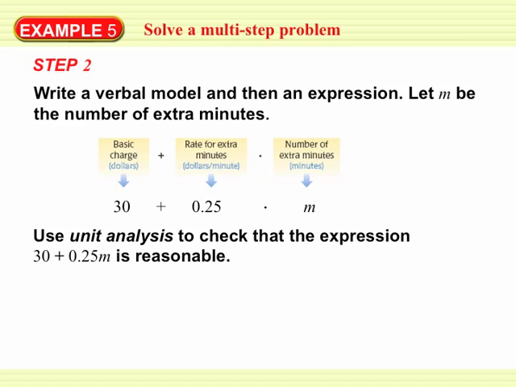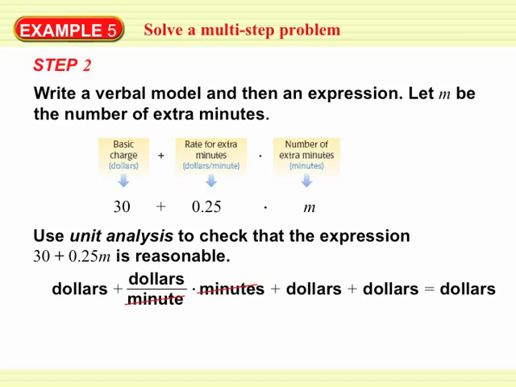We can use dimensional analysis to check to make sure that this expression makes sense. The unit on the basic charge is dollars. The rate for those extra minutes is dollars per minute, and we're taking dollars per minute and multiplying it by minutes. The minutes on the bottom and the minutes on the top cancel out, and I'm left with dollars. And so the units of our answer are dollars.